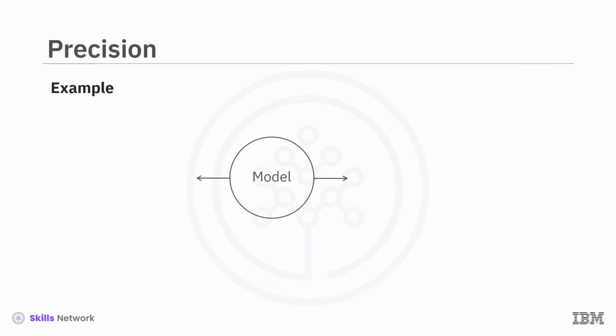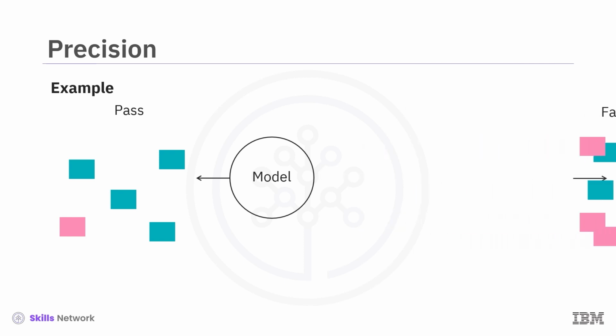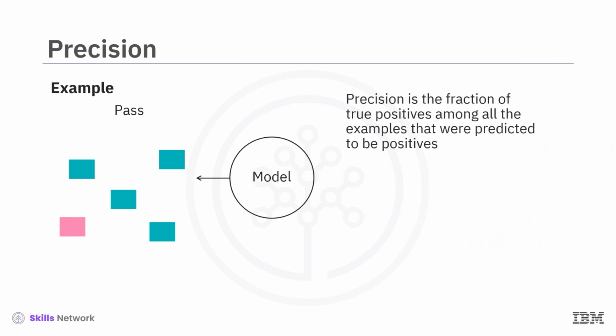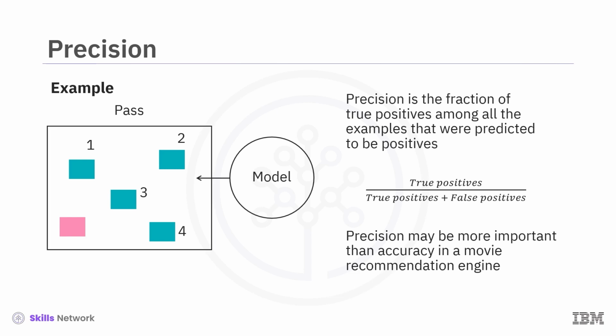When evaluating a classification model, a data scientist also considers other metrics. Let's look at the pass or fail example. In the pass class, precision is the fraction of true positives among all the examples that were predicted to be positives. Precision is the number of true positives divided by the number of positive predictions. An example where precision may be more important than accuracy is a movie recommendation engine where it may cost more to promote a certain movie to a user. If the movie was a false positive, meaning that the user isn't interested in the movie that was recommended, then that would be an additional cost with no benefit.